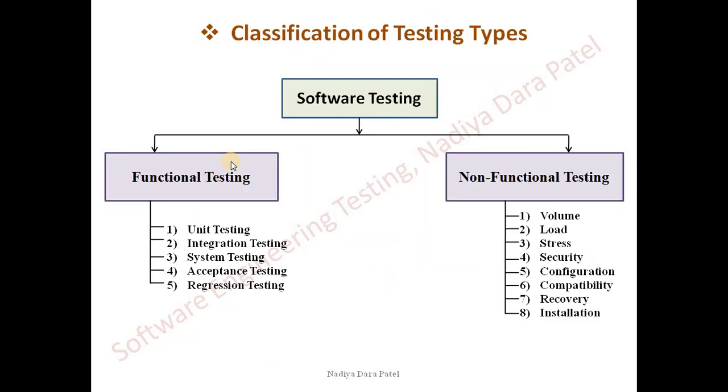And when it comes to the non-functional part, it is going to be volume, load, stress, security, configuration, compatibility, recovery, and finally installation. So what are these now? We have already taken one example of a shopping website. Say, for example, the regression testing is done, the changes are done, but time has passed now, and the shopping website has become quite popular amongst the region, or you can say the nation as well.